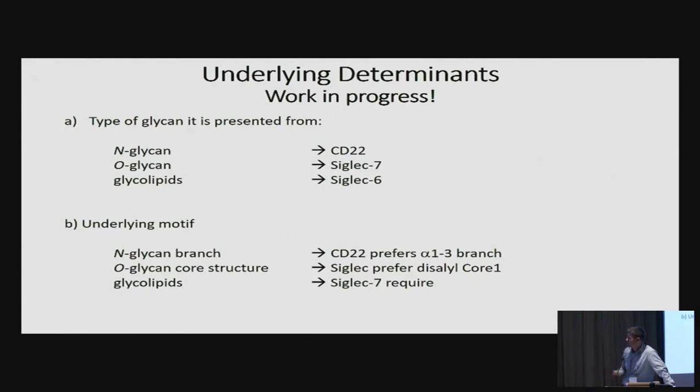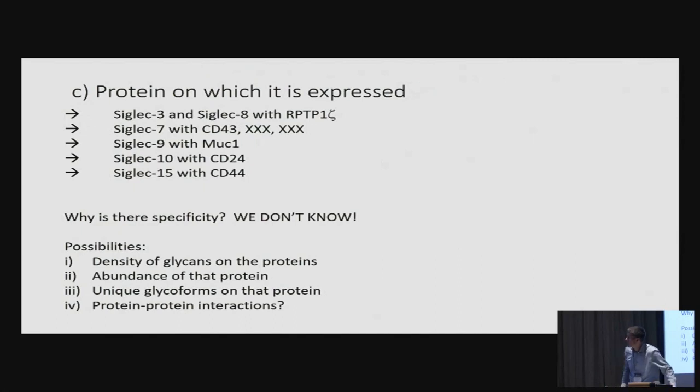Another is that a Siglec might prefer a disialyl core 1 motif, for Siglec-7, and for I had glycolipids. I didn't complete this one. So Siglec-7 requires two sialic acids off of a glycolipid. Okay, so there's more than just the linkage. That's the point. And then the last thing here is that there are specific proteins now.